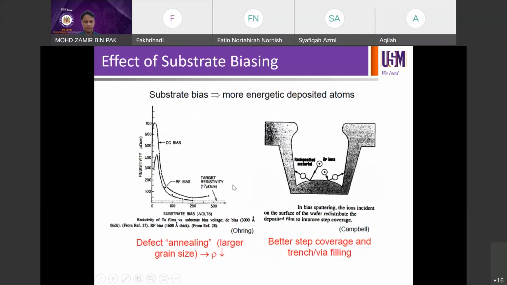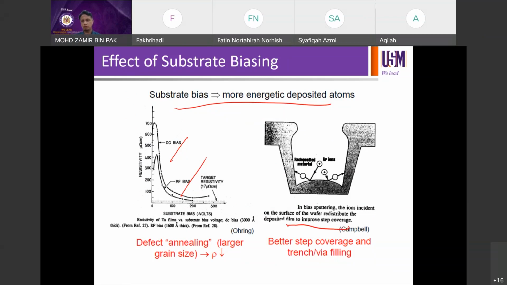So effect of substrate biasing, ni yang saya contoh tadi lah, right? So substrate bias, more energetic deposited atoms can also be done, right? Resistivity versus bias, ni boleh buat lah DC bias, RF bias. You can actually tailor the properties of the films by biasing the process. So in bias sputtering, the ions incident on the surface of the wafer redistribute the deposited layer to improve step coverage. So it can also be used to improve step coverage, right?